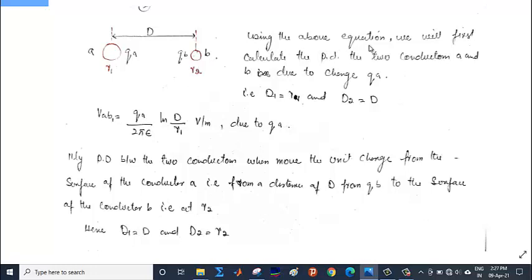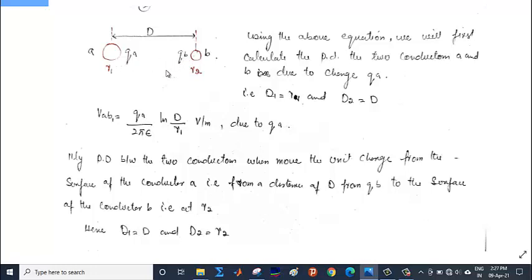So using the above equation, we will first calculate the potential difference between the two conductors A and B due to the charge QA. That means we first need to identify the 2 points where we need to find the potential difference. We'll find the potential difference between charge A and charge B, which means we'll use the distances from the surface of conductor A to the surface of conductor B. That will be the potential difference between these 2 points.